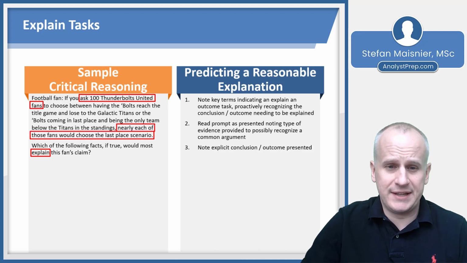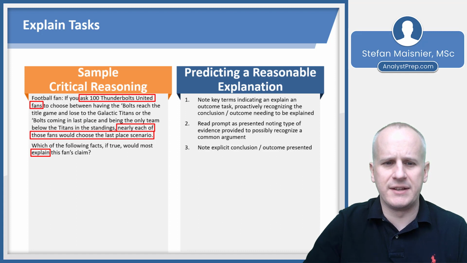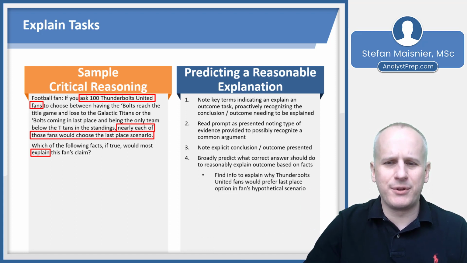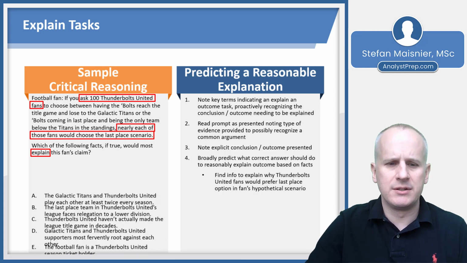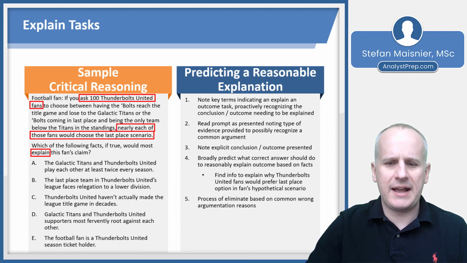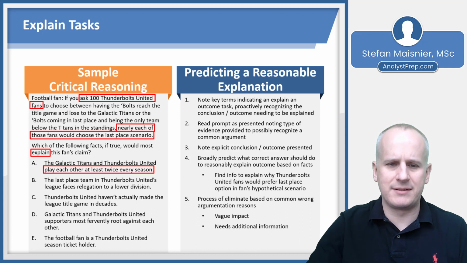So our conclusion is, of course, that statement, nearly each of those Thunderbolts United fans would choose the last place scenario. And we're going to broadly predict what the correct answer should do, and that's to find why the Thunderbolts United fans would prefer that last place option in the hypothetical as opposed to coming in second, basically. So we introduce the answer choices. And as always, we'll process eliminate for common wrong reasons, starting with vague impacts.